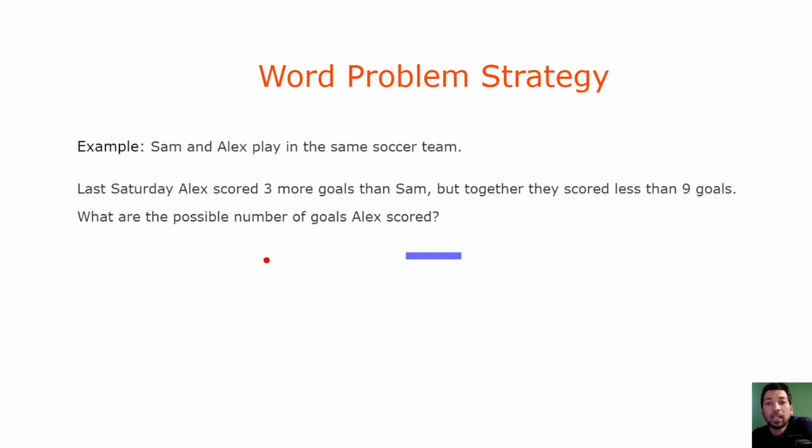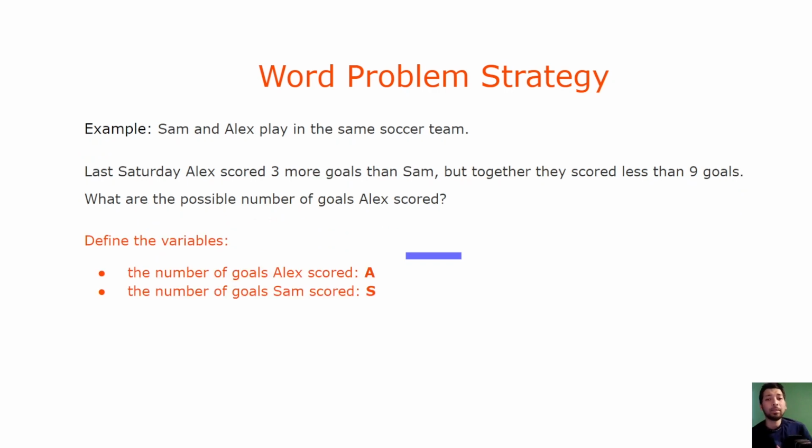Now, let's look at this word problem right here and see how we can solve it together. The problem says Sam and Alex play in the same soccer team. Last Saturday, Alex scored 3 more goals than Sam, but together they scored less than 9 goals. What are the possible numbers of goals Alex scored? So let's see how we can find the solution. We need to find the possible number of goals Alex scored.